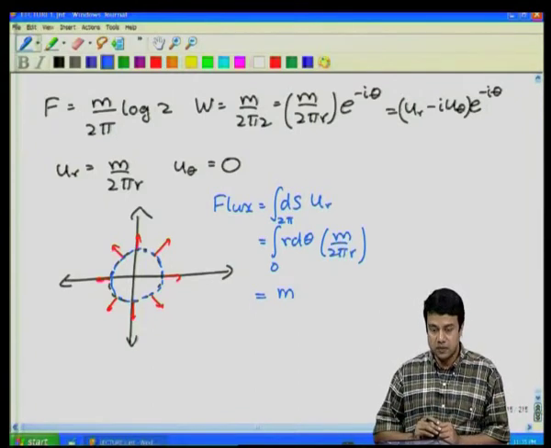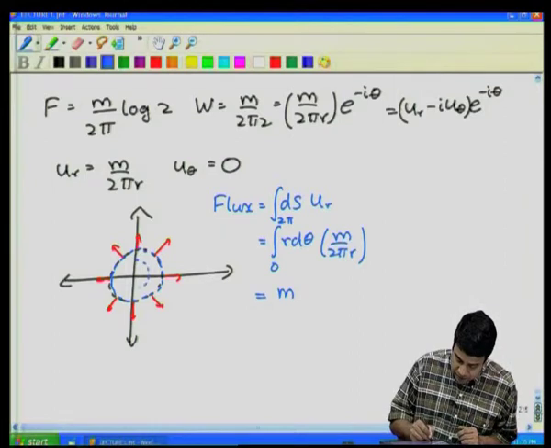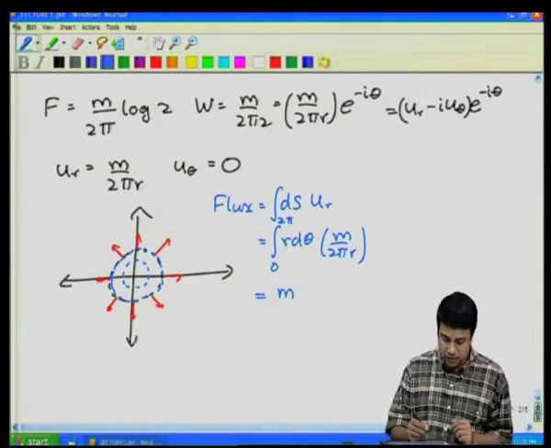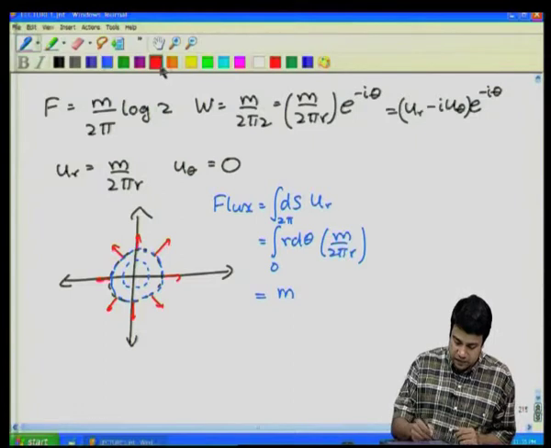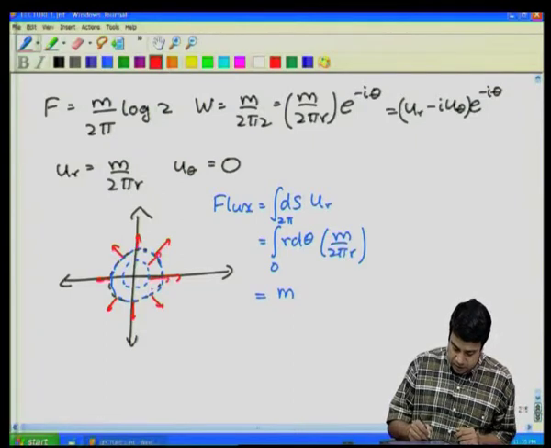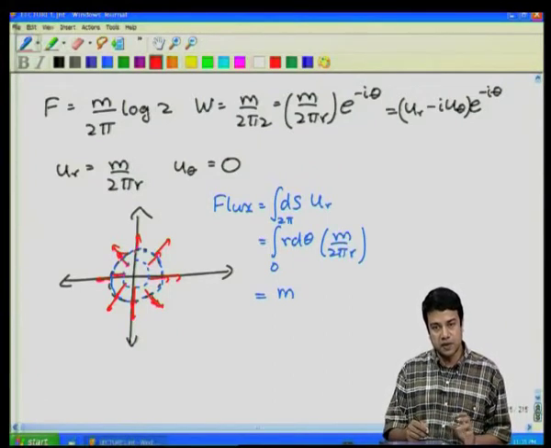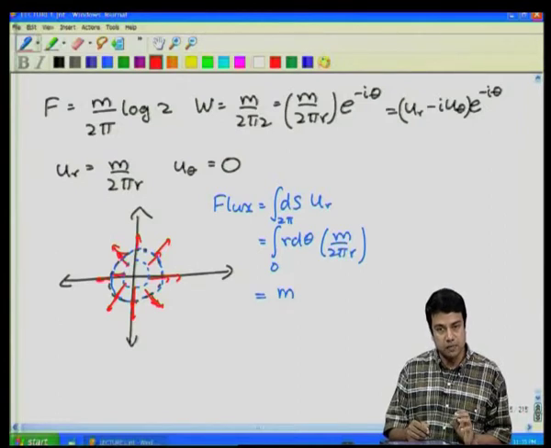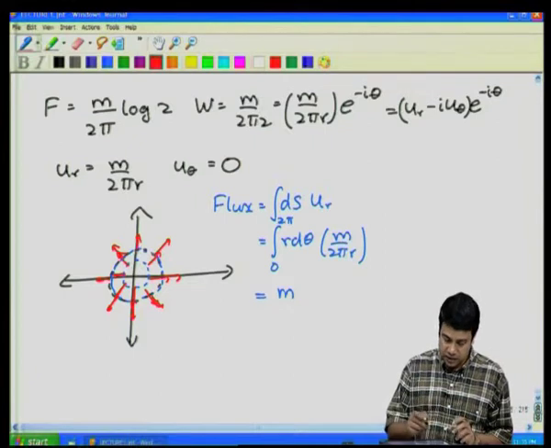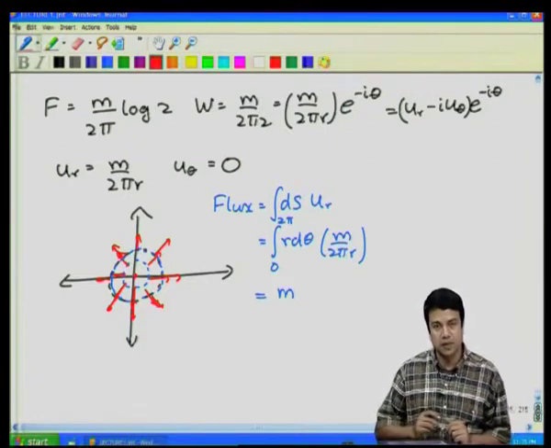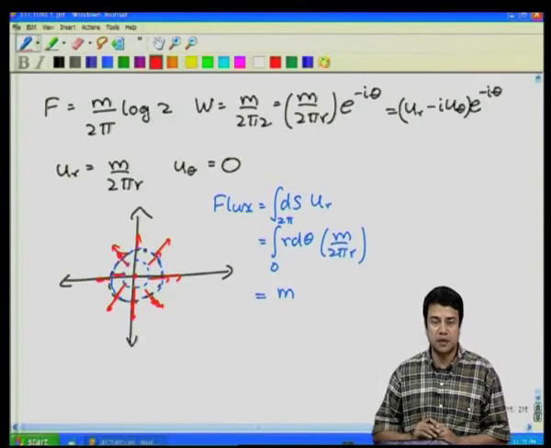So, what that means is that if you take any surface here, the amount of mass coming out of the inner surface, the velocity at the inner surface is larger, the surface area is smaller, the amount of mass coming out is the same, that is equal to m at each and every surface. That means that there is no source anywhere in the flow except right at the origin. And because of that, the velocity turns out to be m by 2 pi r.